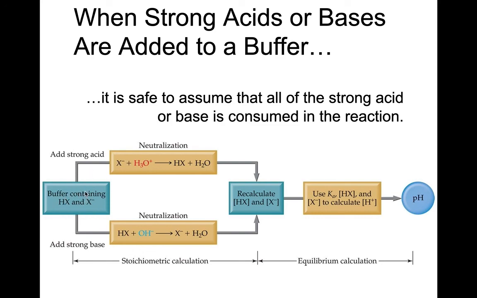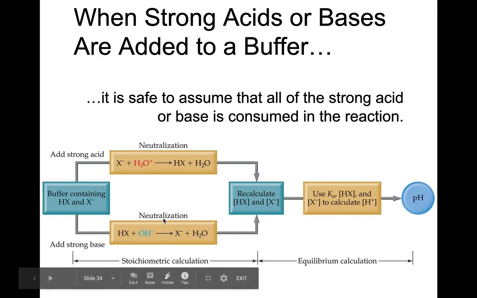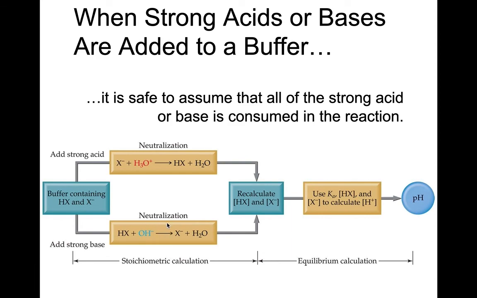You'd start with your buffer. If you add a strong acid, you've got this neutralization reaction happening. If you add a strong base, you've got this neutralization reaction happening. And you can use stoichiometry to calculate your target concentrations. Once you have those, you can use an equilibrium calculation, either the Henderson-Hasselbalch equation or an ice table, to calculate your concentration of hydrogen ions, which you can use to calculate pH.